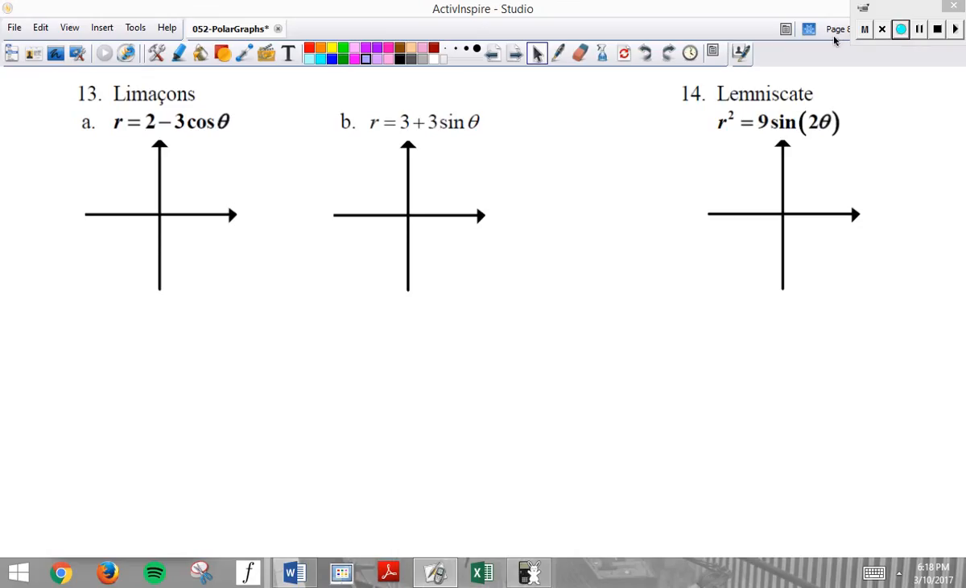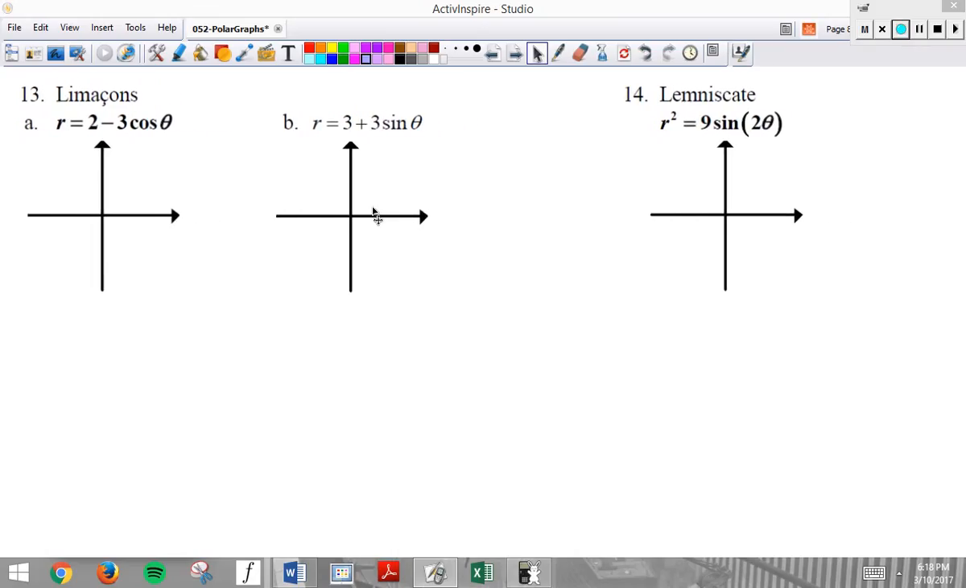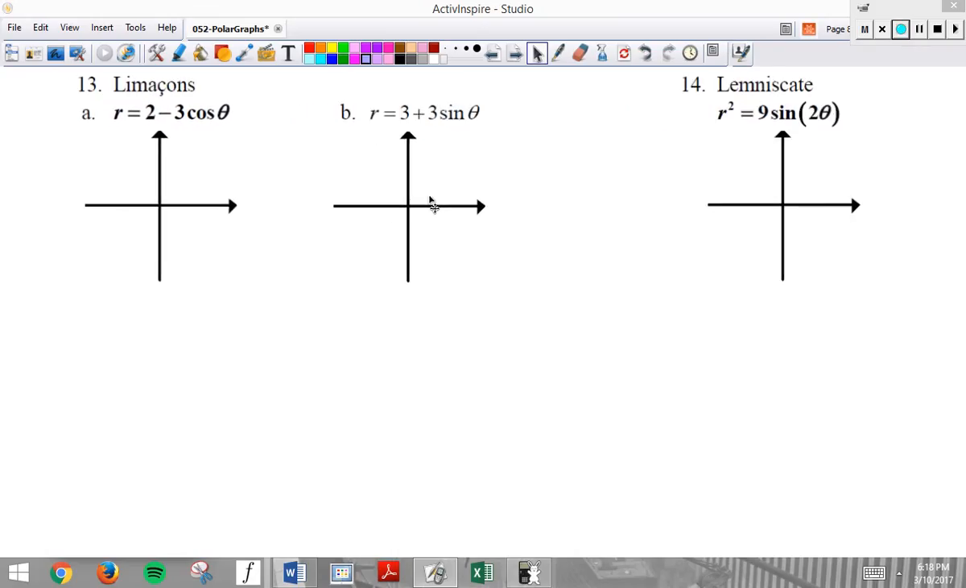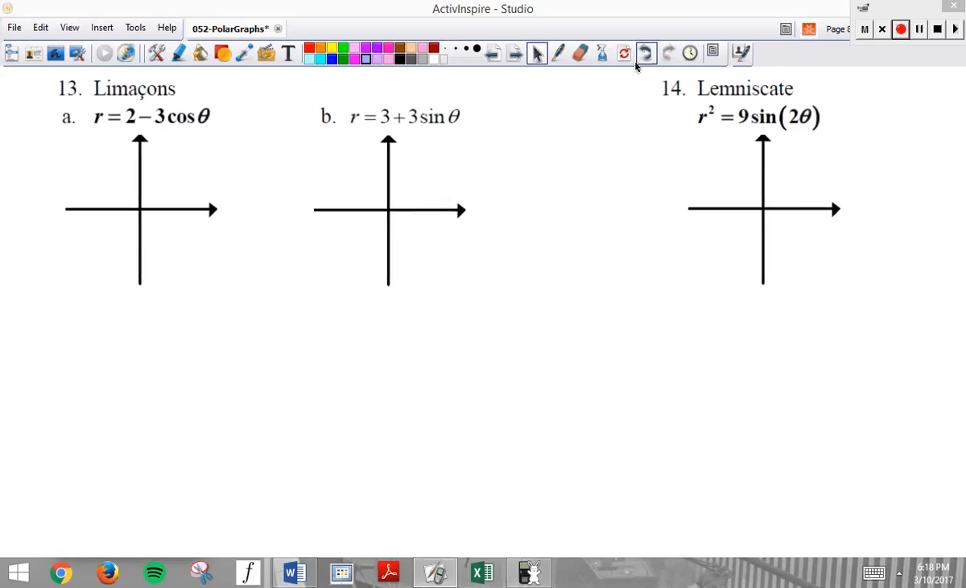You know what I'm going to do? Oh, no, don't look at that. Well, you can look at that. Oh, wait. I can't get my space. I'm just going to reset. All right.